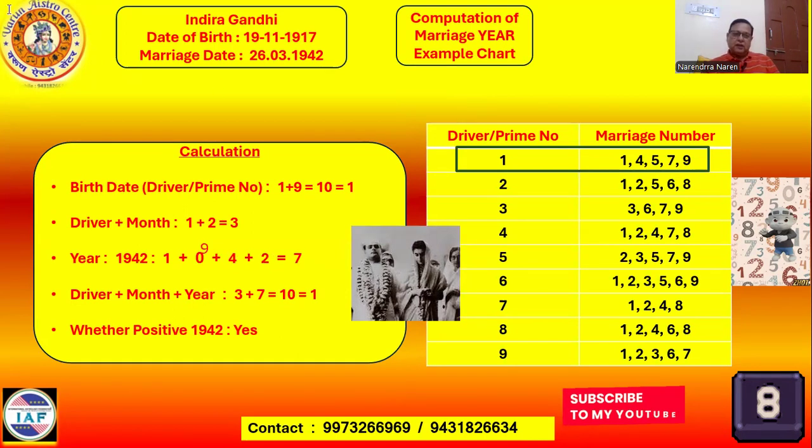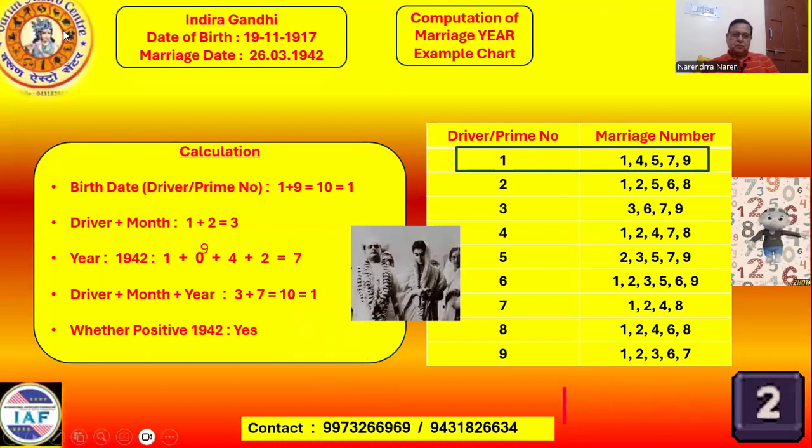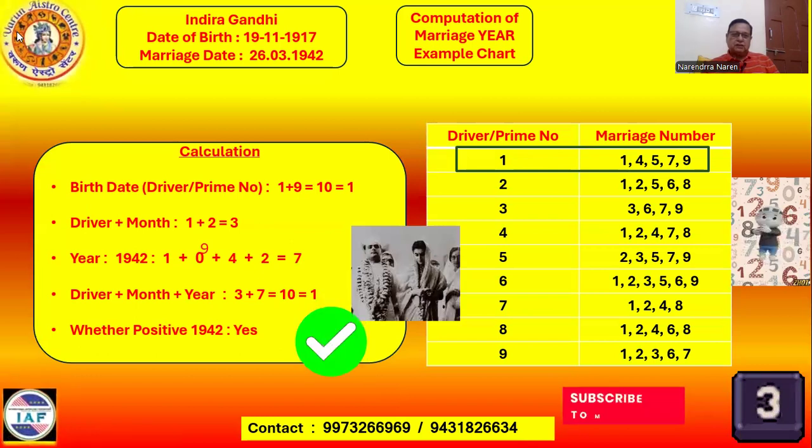So here in the birth date, the prime number is 1, and this personal number is appearing here, and that's why this marriage year is perfect. 1942 was a suitable year for marriage. So the calculation method is confirmed. Now let us see another example.